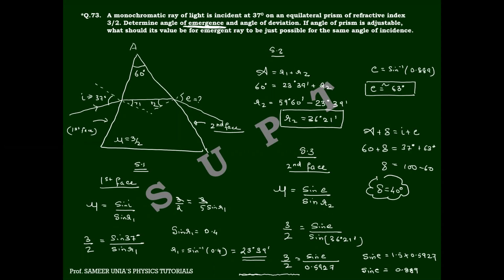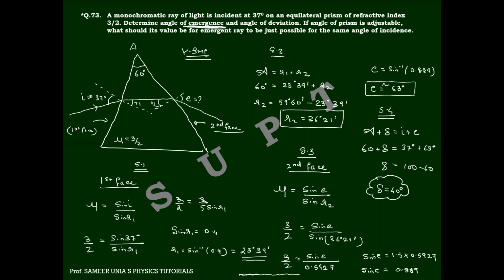This is a very, very important question because it covers all the perspectives of the prism. Let's take this as step 4. Okay? Getting enough? First phase, A is R1 plus R2. Second phase, A plus delta is equal to I plus E. Is it understandable?